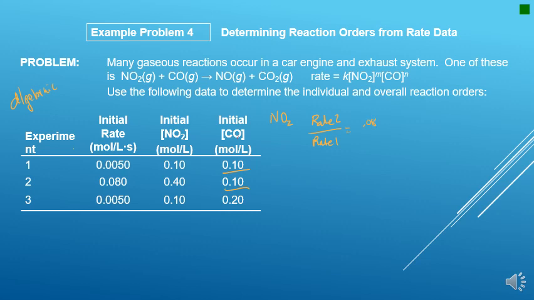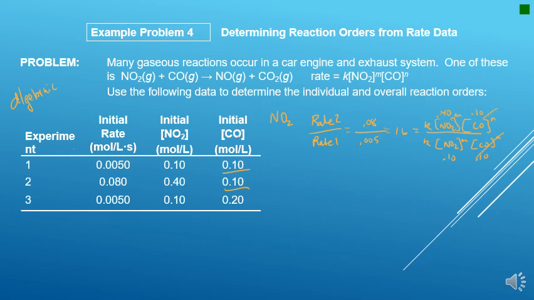So 0.08 divided by 0.005 is equal to 16. So that's now going to be equal to my K's, my rate 2. I have the NO2 concentration as 0.40. I'm going to raise that to the M power, and CO we had as 0.10 raised to the N. For rate 1, the NO2 was equal to 0.10, and the CO is still 0.1.